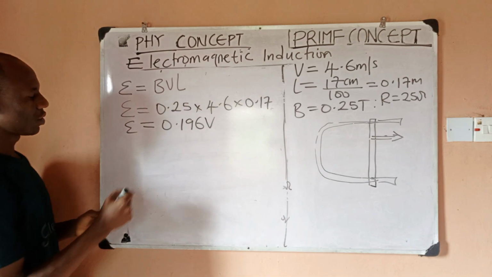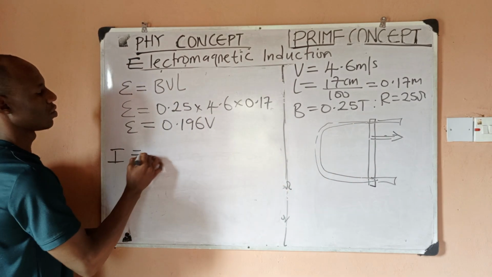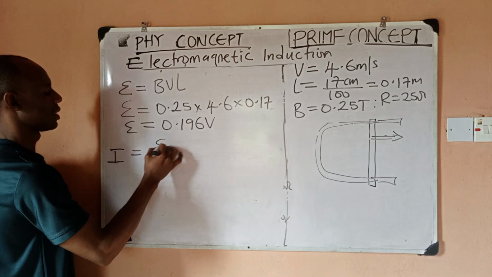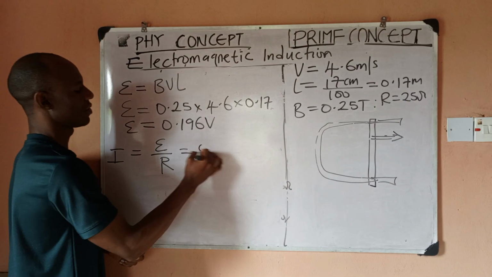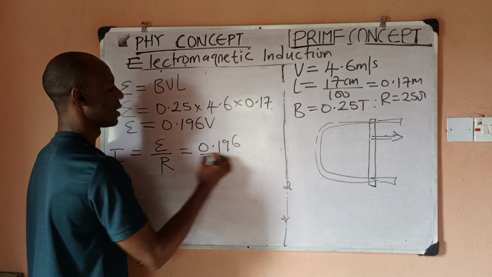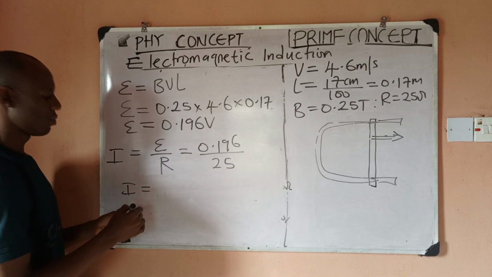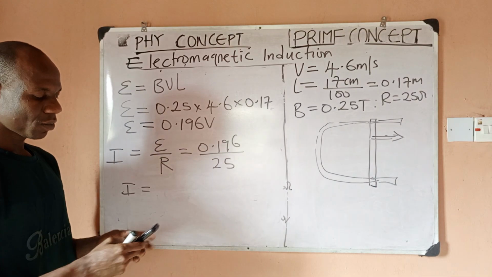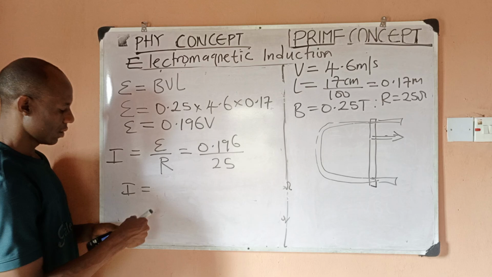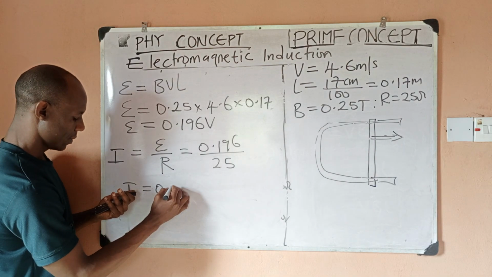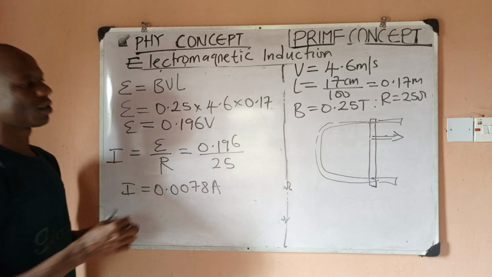Now, the next thing they want us to get is the current through the U-shaped conductor. The current is going to be the EMF in that circuit, E, over the resistance of that part, which is R. So what do we have? We have 0.196 divided by the resistance, which is 25. So our current becomes 0.196 divided by 25. So this is approximately 0.0078 amperes. So this is what we have.